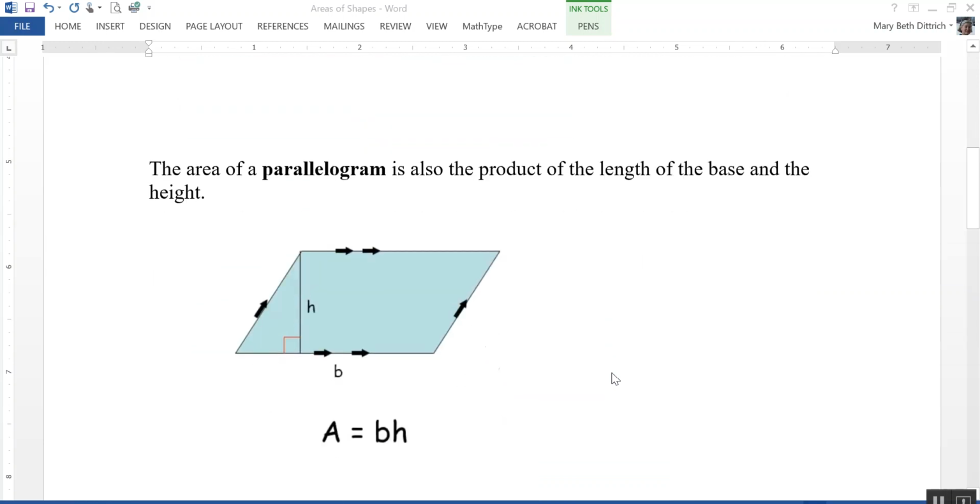The area of a parallelogram is also the product of the length of its base and its height. And notice that its height is not one side of the parallelogram. Instead, it's a perpendicular segment that goes between the two bases.